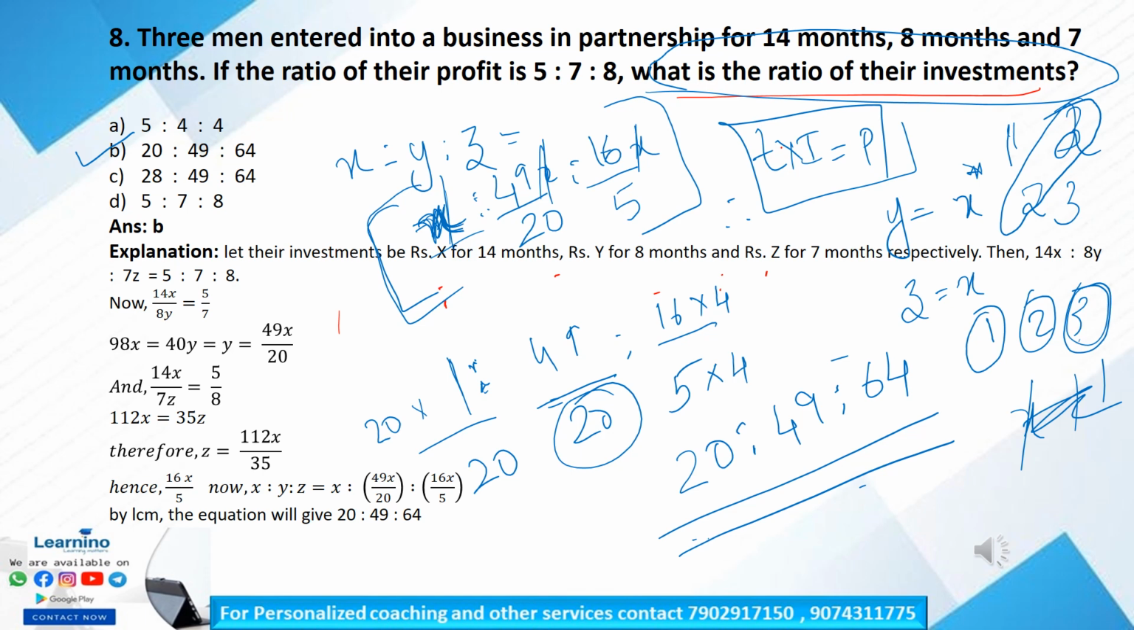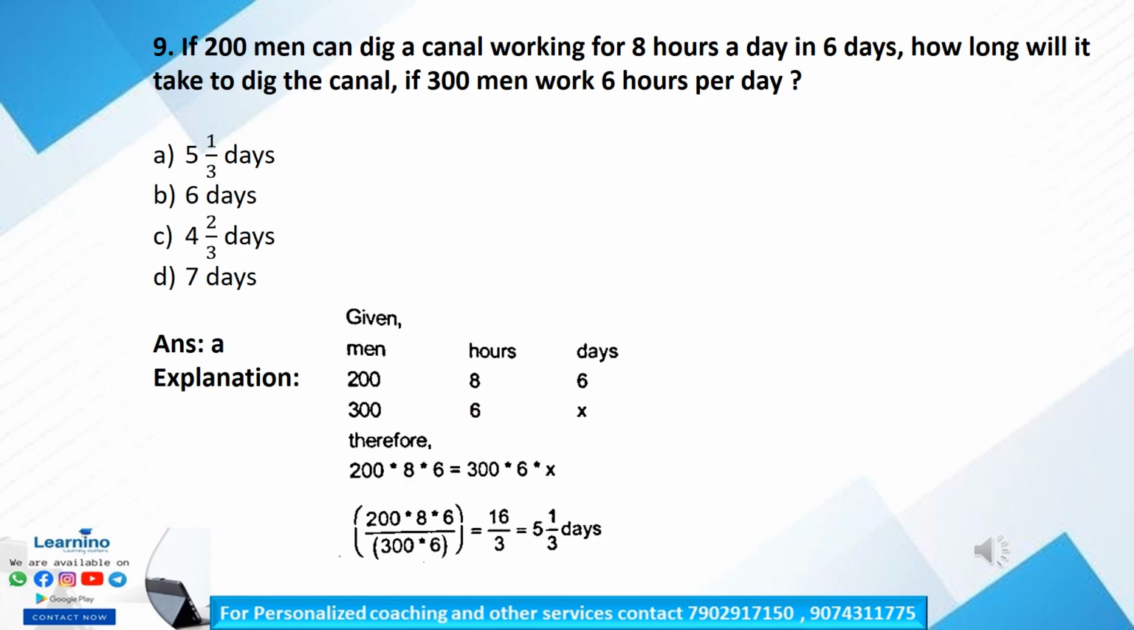That is the ratio of their investment, 20 is to 49 is to 64. Is that clear? So question number 9. If 200 men can dig a tunnel working for 8 hours a day in 6 days, how long will it take to dig the canal if 300 men work for 6 hours a day? So, we have to calculate the number of days.